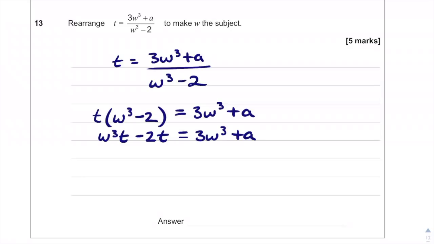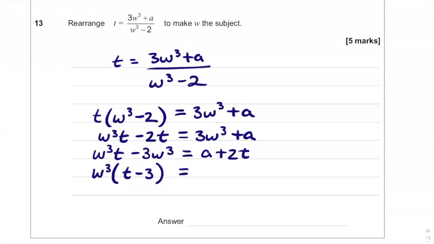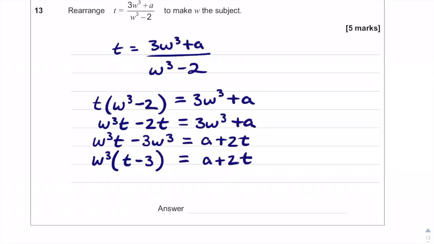Now we need to have all of the w's on one side. So if we subtract 3w cubed from both sides and then add the 2t, so rather than having it on the left-hand side, we've got it on the right-hand side of the equation. So what we're going to have is w cubed t minus 3w cubed is equal to a plus 2t. And then what we can do is factorise w cubed from this equation. So we get w cubed all multiplied by (t minus 3) is equal to a plus 2t. And now just to get w cubed on its own, we need to divide both sides of the equation by t minus 3.